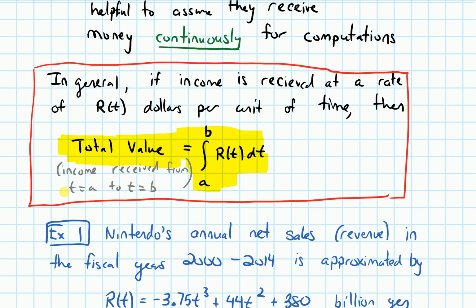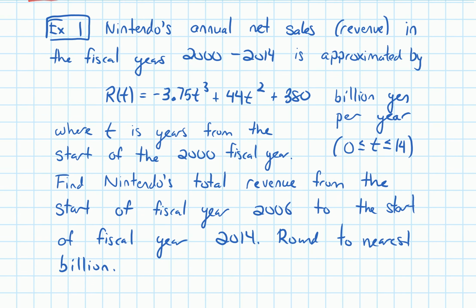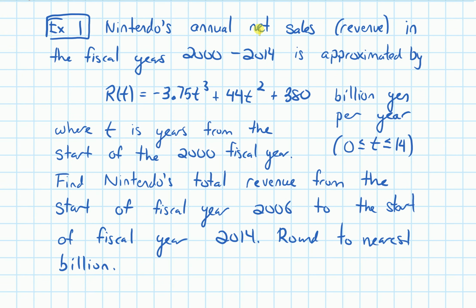Alright, so let's scroll it down. Let's look at an example. Okay, so in this example, it says that Nintendo's annual net sales, another way to say that is their revenue in the fiscal years from 2000 to 2014 is approximated by this function, R of t. And R of t is measured in billion yen per year. Okay, and t is spanning the interval from 0 to 14, where t is the number of years from the start of the 2000 fiscal year.